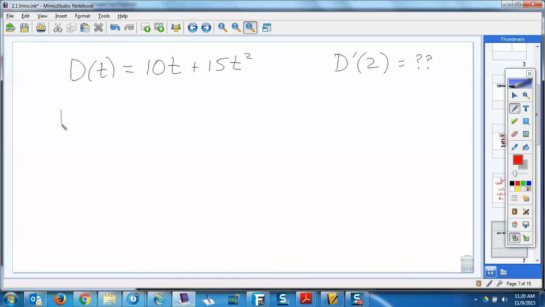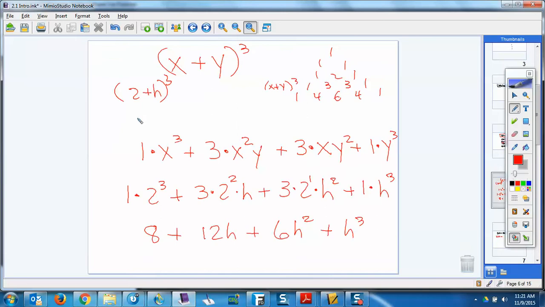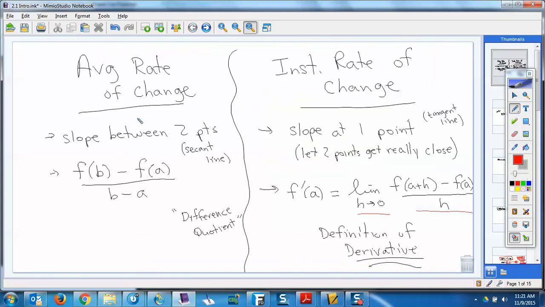So here we go. D prime, according to our new formula, okay? So now instead of f in our formula, we've got d. And instead of a, we've got, no, what's a? T. 2. Okay? We're finding d prime of 2. So this is our formula. Okay, so we talk about the derivative formula right now. We're talking about this.